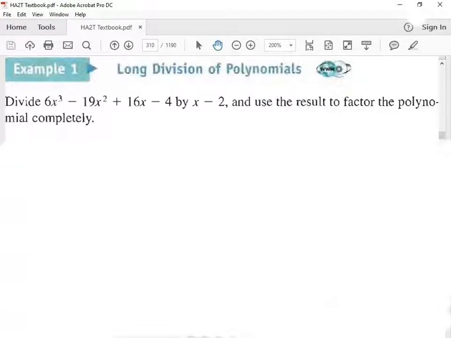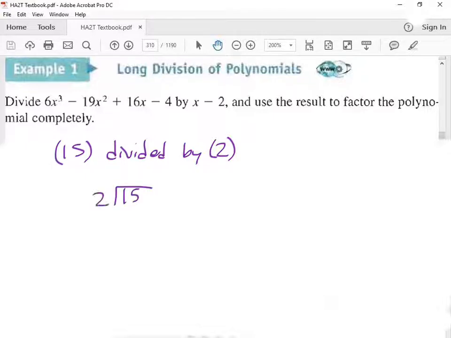Long division. All right, let's get busy here. Now we're going this guy divided by this guy. And that is the same thing if I were to say 15 divided by 2. What you would do is you would take the 15, you'd put it in there, and you divide it by 2. You look to see what 15 divided by 2 is.